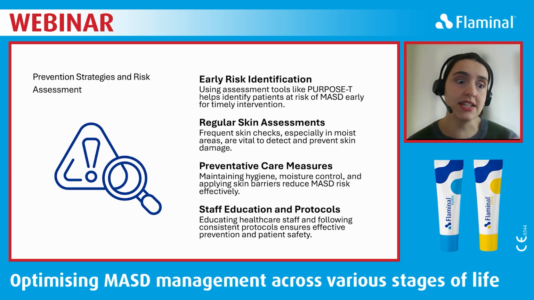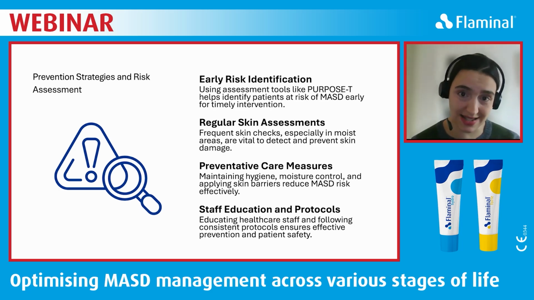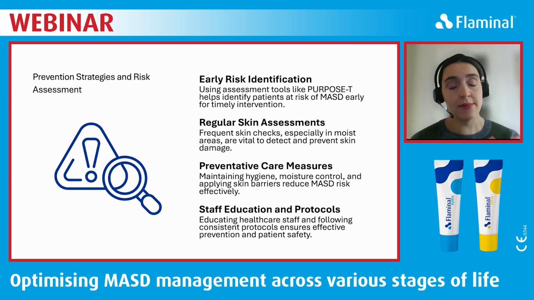So regular skin assessments, particularly in high moisture areas like the sacrum or the skin folds, are vital. Preventative strategies include maintaining skin hygiene, using moisture wicking materials, and applying barrier products. And so education of staff and consistent protocols are also key to reducing incidents. And this outlines practical steps for integrating prevention into the daily care routines, and emphasizes the importance of vigilance, especially in high-risk patient populations.